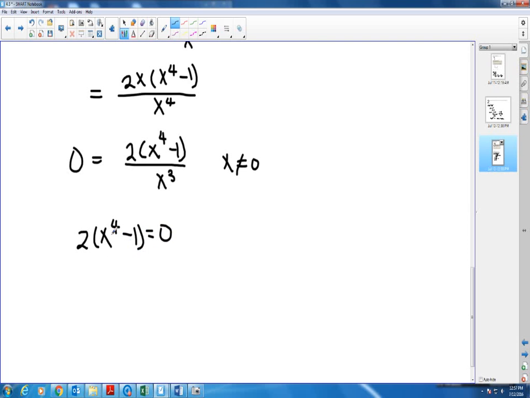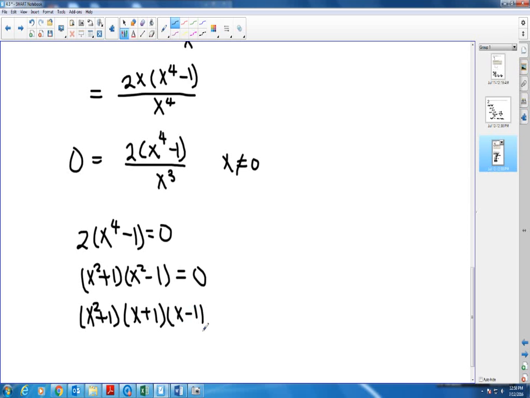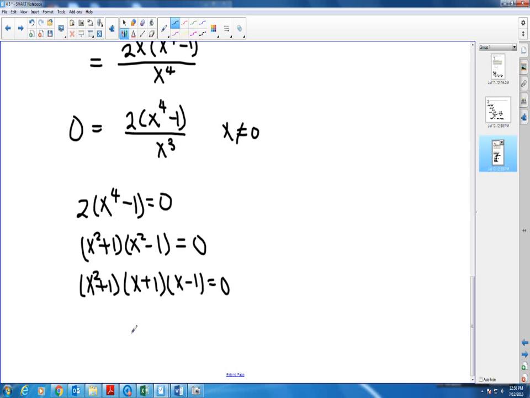If I factor this as a difference of squares, that gives me x squared plus 1 times x squared minus 1 equal to 0. Factor again on this difference of squares: x squared plus 1 times x plus 1 times x minus 1. Set each factor equal to 0. My answer: x equals -1, x equals +1. If I set x squared plus 1 equal to 0 and solve for x, that's not a real number, so we're not worried about that. So I got two critical numbers here, along with x not equal to 0.